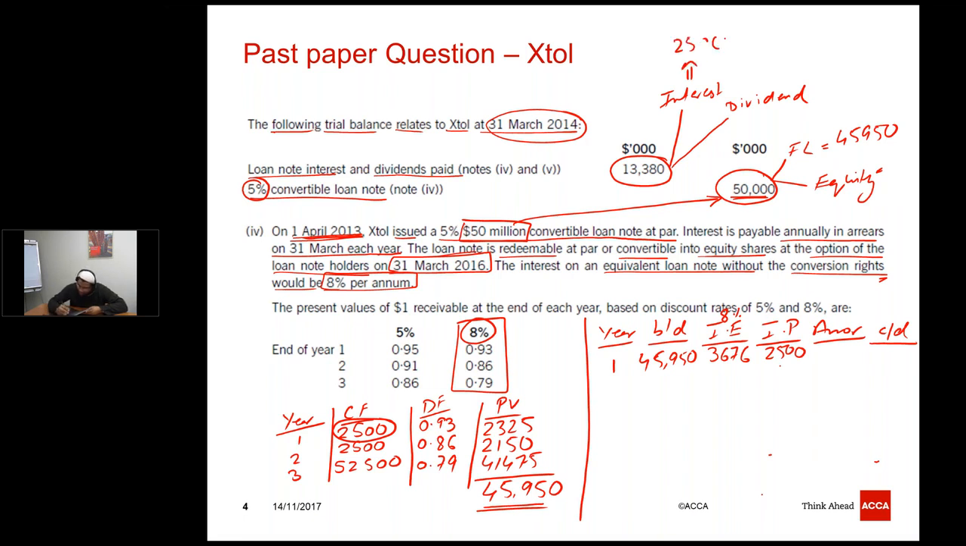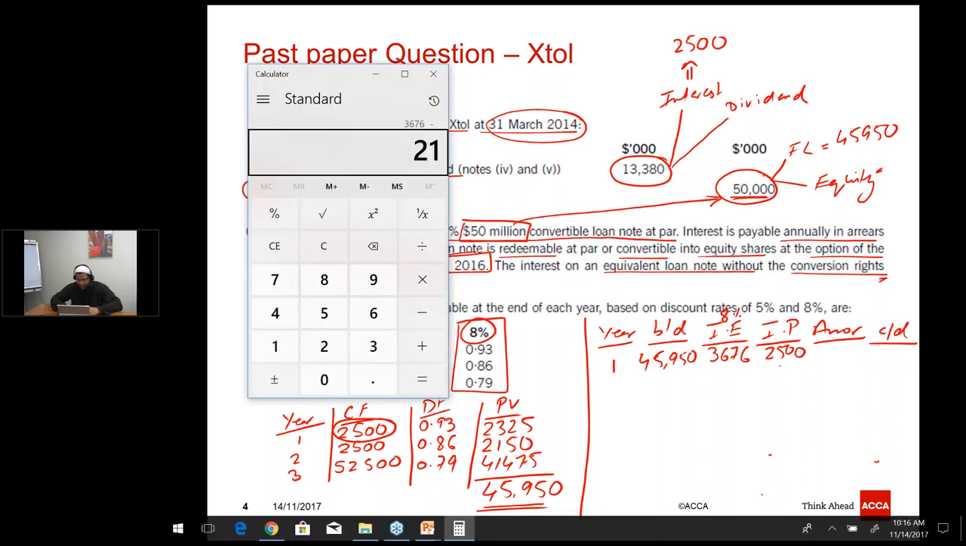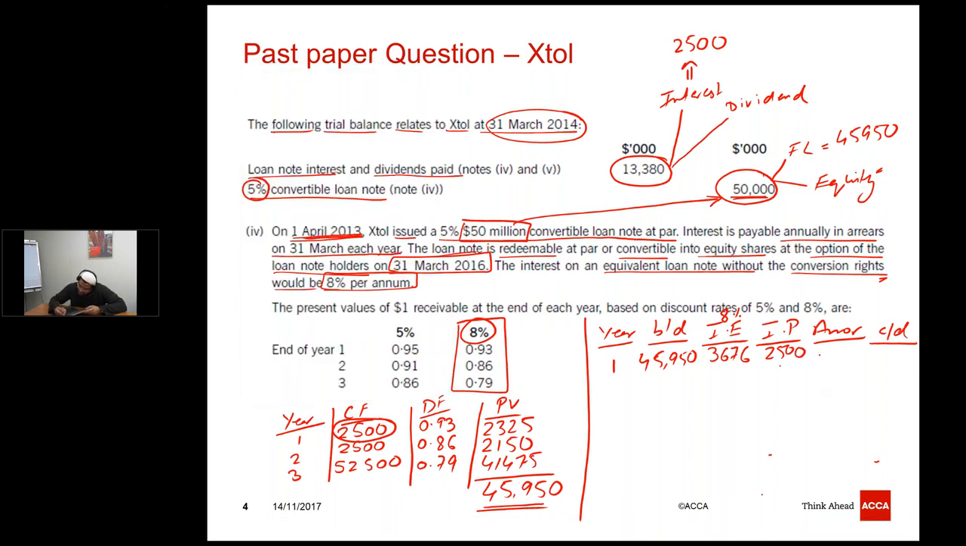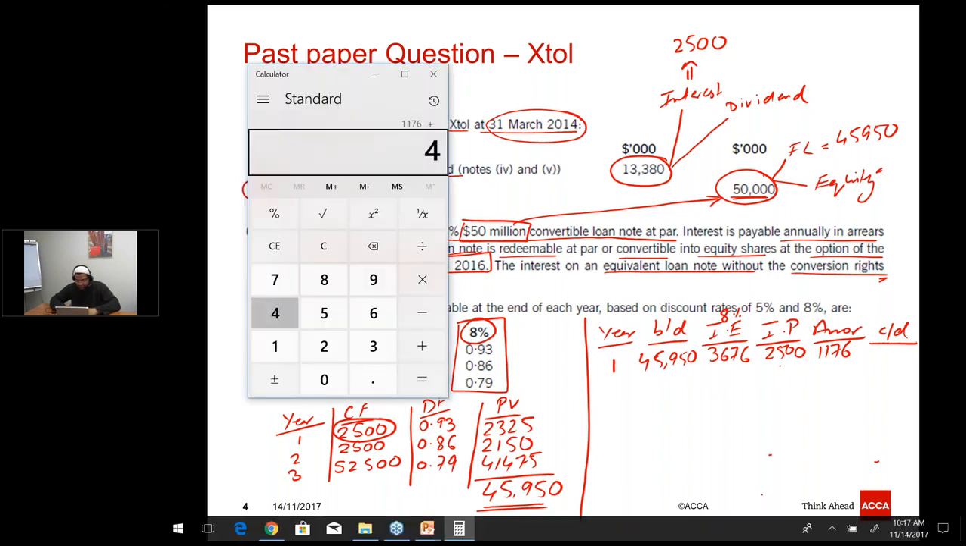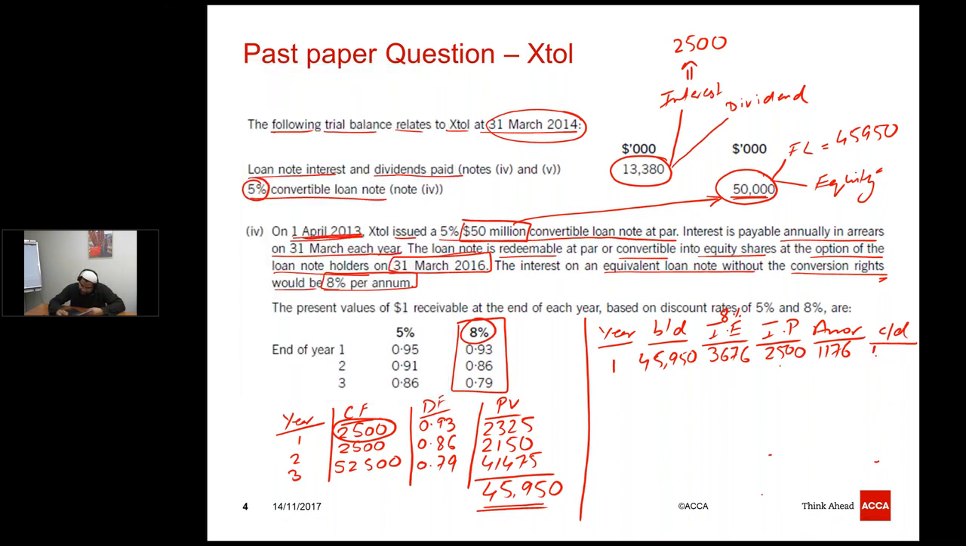So the amortization will become 3,676 minus 2,500. So this will be 1,176. And the carried down will be 1,176 plus 45,950, which is going to be 47,126. So 47,126 will be recorded as a financial liability in the balance sheet.